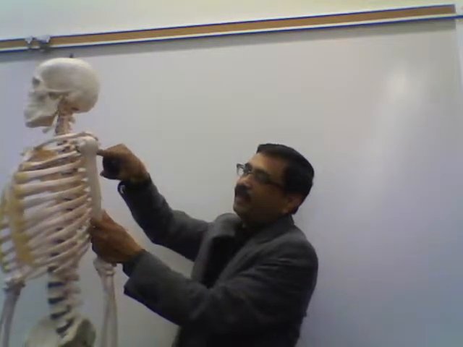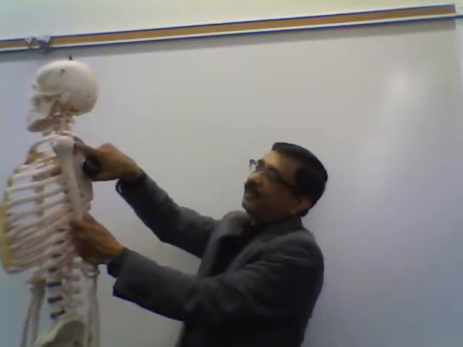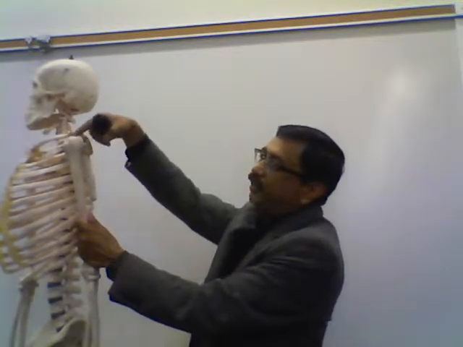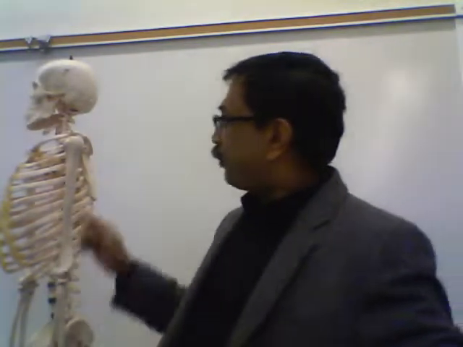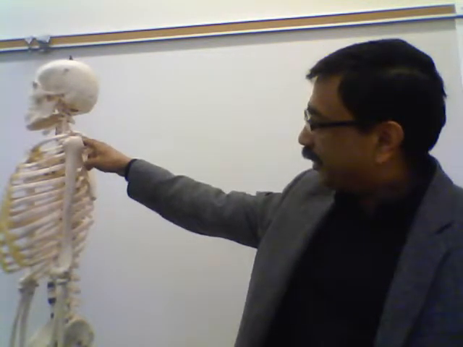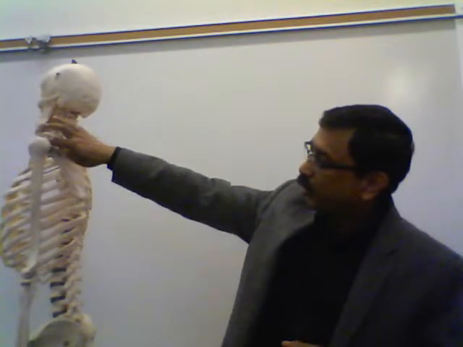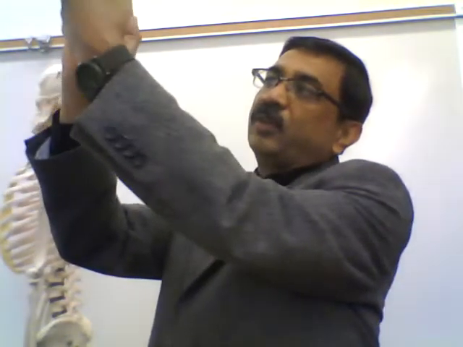So the glenoid cavity gets attached to the head of the humerus to form the shoulder joint. Now there is a problem in the shoulder joint. What is that? You see, the glenoid cavity is shallow. It's not a deep socket. It is very shallow like this.